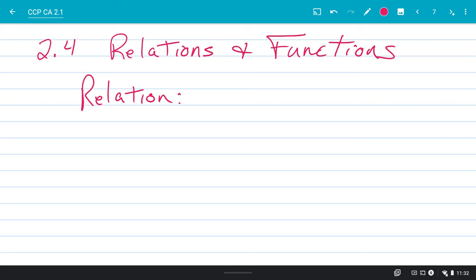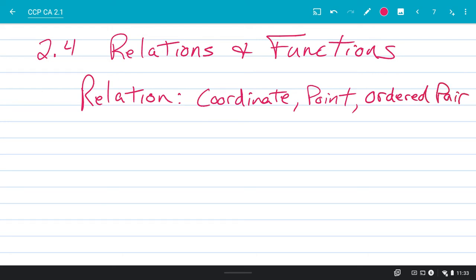Okay. A relation could be called a coordinate. It could be called a point. It could be called an ordered pair. In math, a relation is between an x value and a y value.